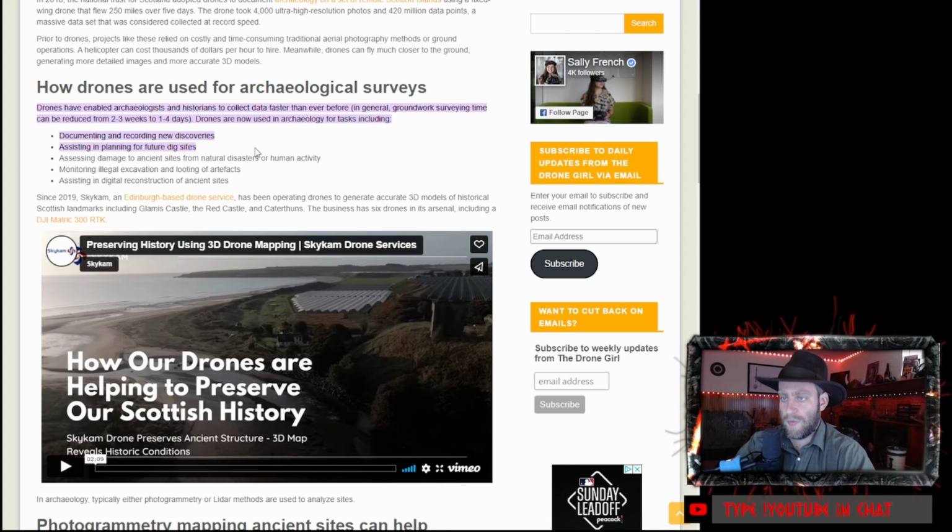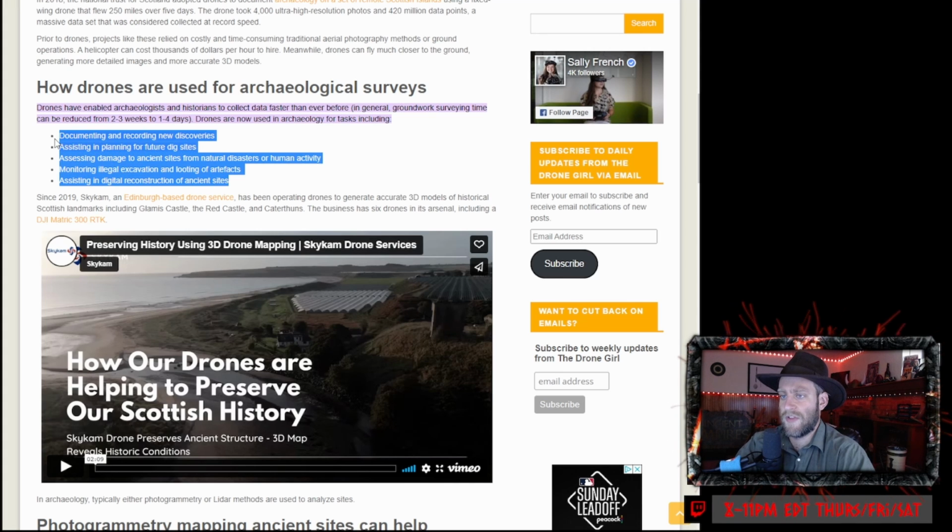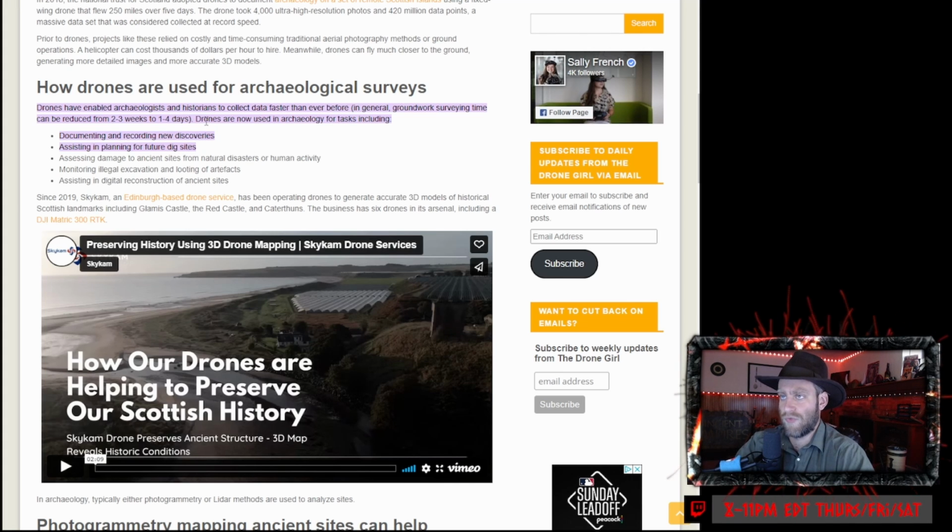It can also help with documenting and recording new discoveries, assisting in planning future dig sites, assessing damage to ancient sites from natural disasters or human activity, monitoring illegal excavation, looting of artifacts, and assisting in digital reconstruction of ancient sites. These are all talking points that were on that first website, that archaeology drone website that we were looking at. And they're not wrong.